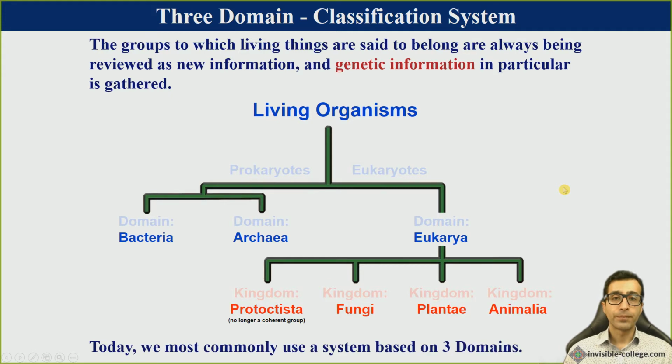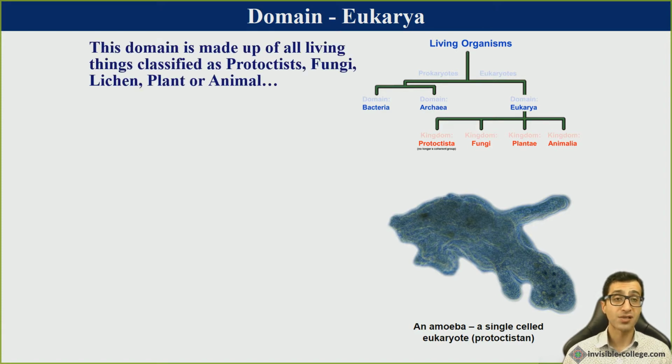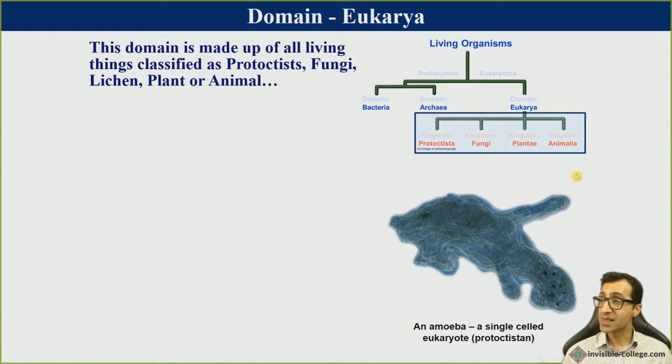So let's have a look at these domains in sequence here. We'll start with the domain of Eukarya. Now this is made up of all living things which are classified as protists, fungi, lichens, plants, or animals. You can see here that before we divide all living organisms into kingdoms that many of you are already familiar with, we first divide them into these differing domains. The domain of the Eukarya is the domain that contains these kingdoms.